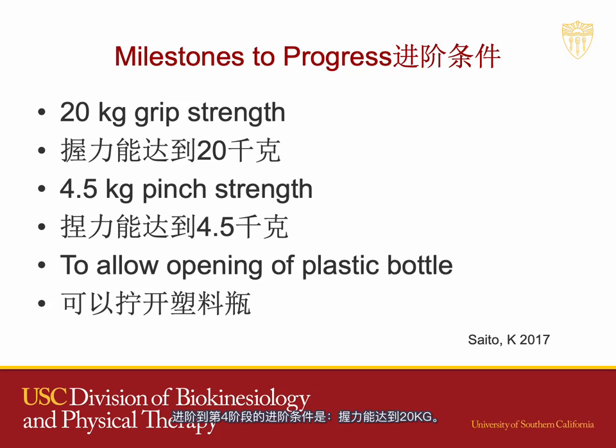So milestones to get you to phase 4. Basically, you want to have 20 kilograms grip strength, which is not a lot, but it's definitely some grip strength, and then 4.5 kilograms of pinch strength. So again, that thumb to finger strength needs to be 4.5 kilograms, and they should be able to open a plastic bottle, so a water bottle they should be able to do. So you test the strength with a dynamometer. Hopefully you have one. I think it's very helpful to have one.